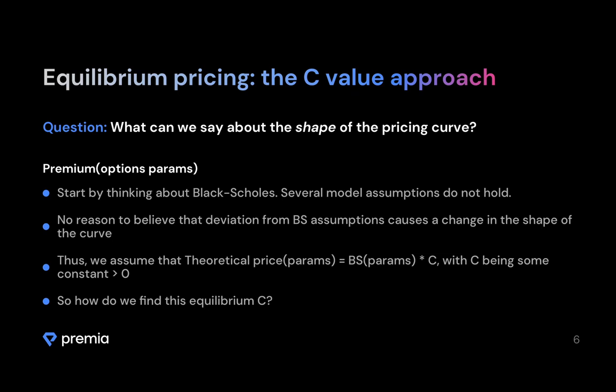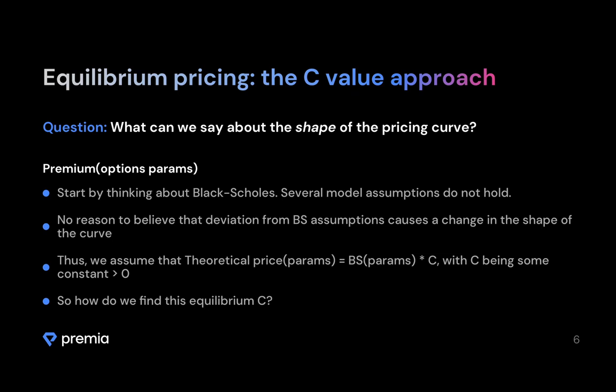But in other words, we have no reason to believe that the forces driving the shape of the Black-Scholes function break down in the crypto market microstructure. And because of that, we can assume our theoretical market pricing curve to be the Black-Scholes function times some arbitrary constant c, which, again, we don't know. So the question then evolves into how can we possibly find the c? How can we go about finding it?